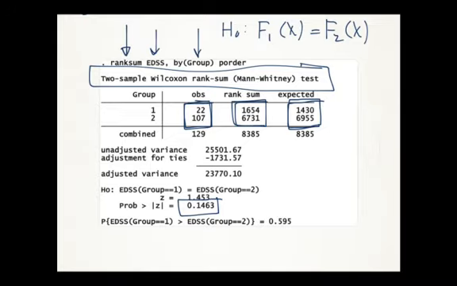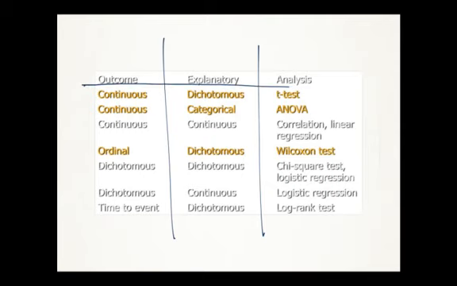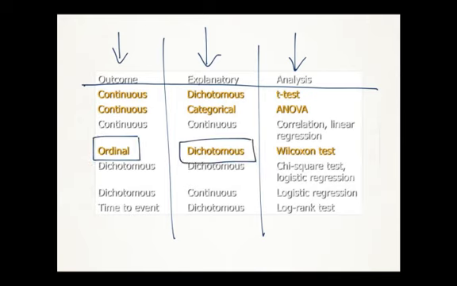Okay, so let's look back at this table of analyses that we've been developing now through the course. Again, we always think about the type of outcome variable we have, the type of explanatory variable we have, and that tells us the type of analysis we need to conduct. And so today we talked about an ordinal outcome for the first time with a dichotomous explanatory, adults versus pediatric, and we used a Wilcoxon test. Okay?